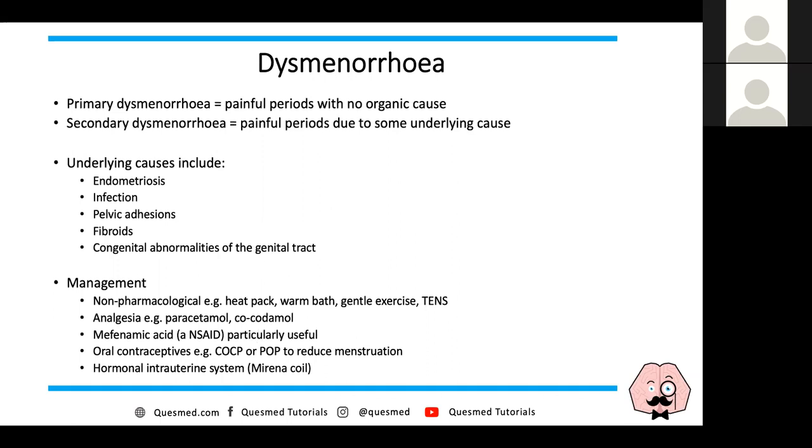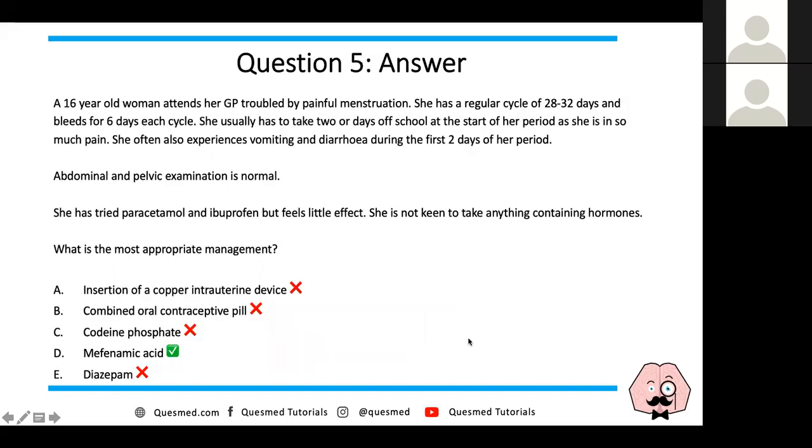And if all of these measures don't work, we would think about referring the patient for a diagnostic laparoscopy. So a keyhole camera into the belly to see if we can look for things like endometriosis, adhesions and abnormalities. So the correct answer here was switching to mefenamic acid.